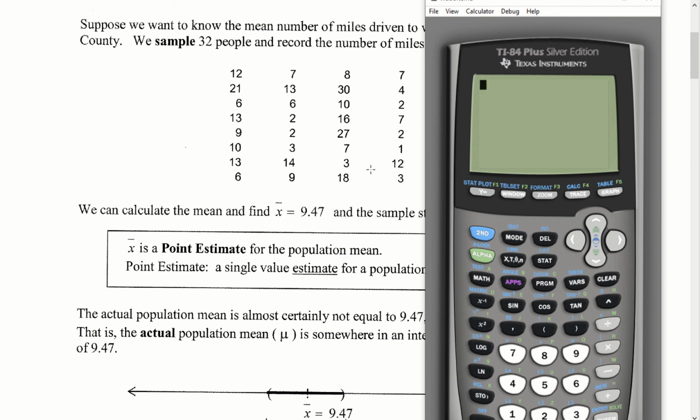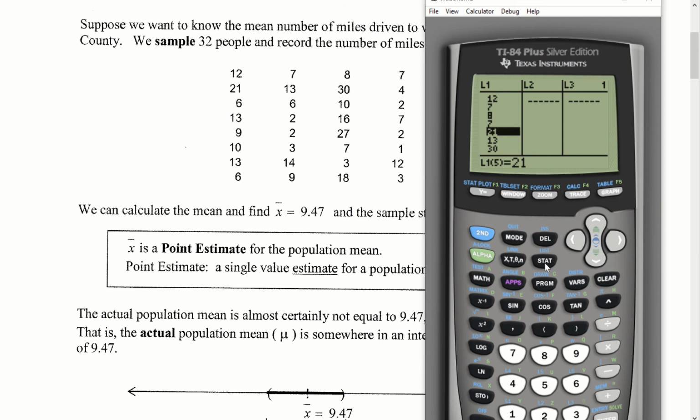It's been some time since we've done this. Let me just remind you how this would work. You would go to the stat menu, go ahead and hit edit to enter, and then all of these numbers would go in a single list. I put them all under list L1.